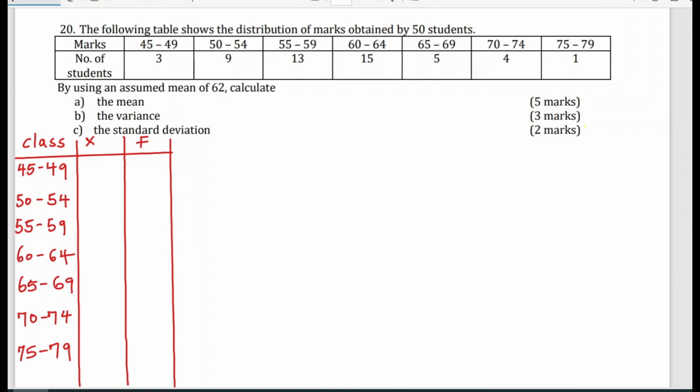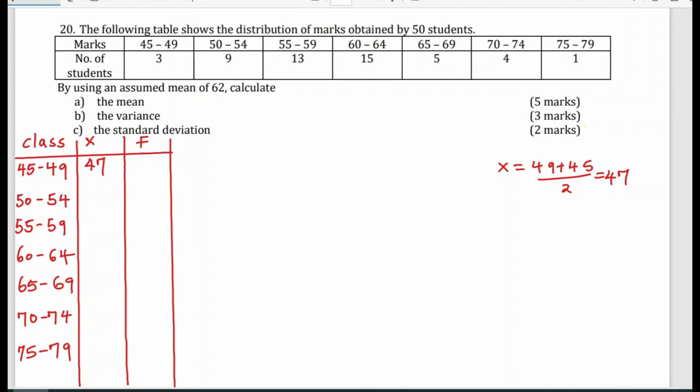And then what did we say about X? We said X is just the upper limit plus the lower limit divided by 2. So in case of 45 to 49, my X will be 49 plus 45 and then divide by 2. If you put it in the calculator, you are going to get 47. So the class from 45 to 49 is basically 47.